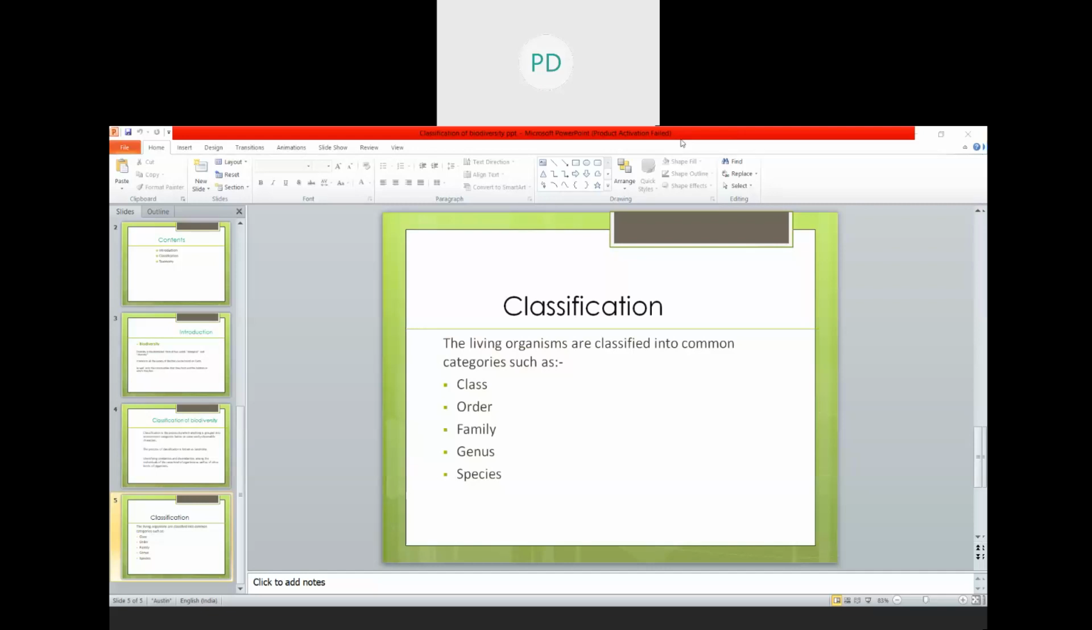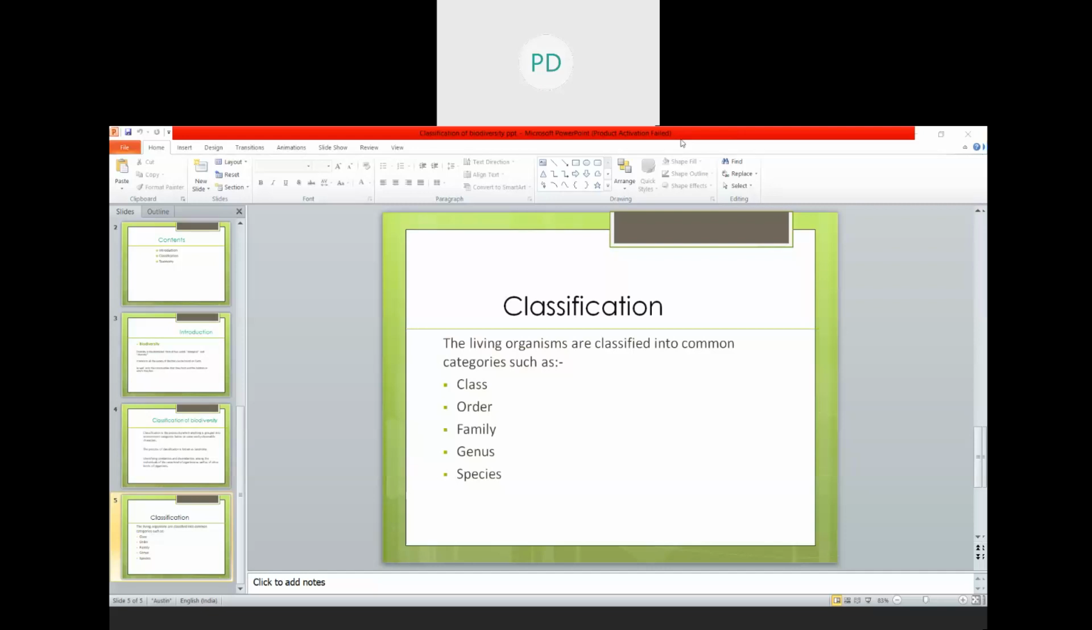Next is class. This category includes related orders. For example, order Primata, comprising monkey, gorilla, and gibbon, is placed in class Mammalia, along with other order Carnivora, that includes animals like tiger, cat, and dog. Class Mammalia has other orders also. Next is phylum. Classes comprising animals like fish, amphibians, reptiles, birds, along with mammals, constitute the next higher category called phylum.